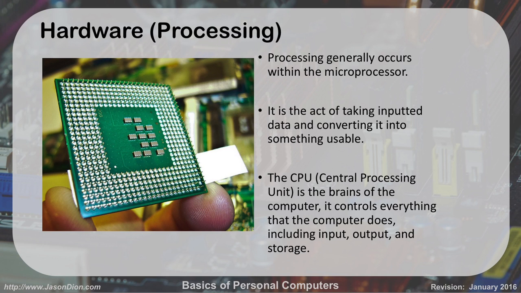So in hardware, we do processing as well, and we need to have a central processing unit to do that. Our processing occurs within these CPUs, these microprocessors. It's the act of taking that inputted data that we have and doing something with it to make it usable. For instance, if I take ones and zeros inputted from a CD, it can come out in the speakers as music files. Our CPU is the brains of our computer. All the data gets in here, it controls everything, and it does everything. If your CPU goes bad, the whole computer is going to stop working.